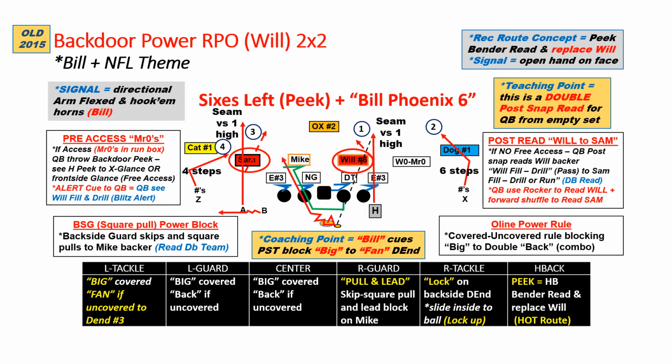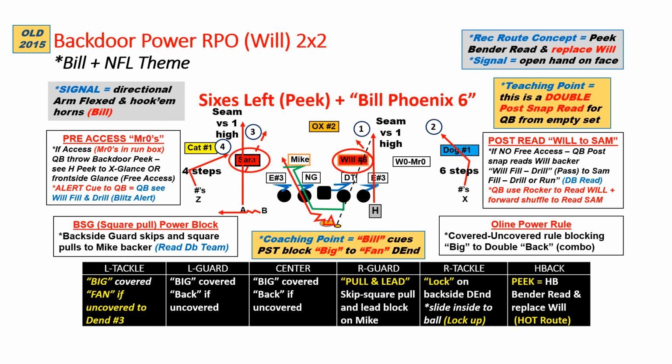As always with our backdoor, we can always add the peak signal, allowing the H-back to free release. Again, with all backdoors, quarterback's going to use his rocker, read the will backer. Now he gets the H-back or the X. If the will sits, then he's going to take off on his controlled forward shuffle to his second read key, which is the Sam backer. Again, if he fills, we'll drill now 3, 4, 5. If he sits, he could take off and run.